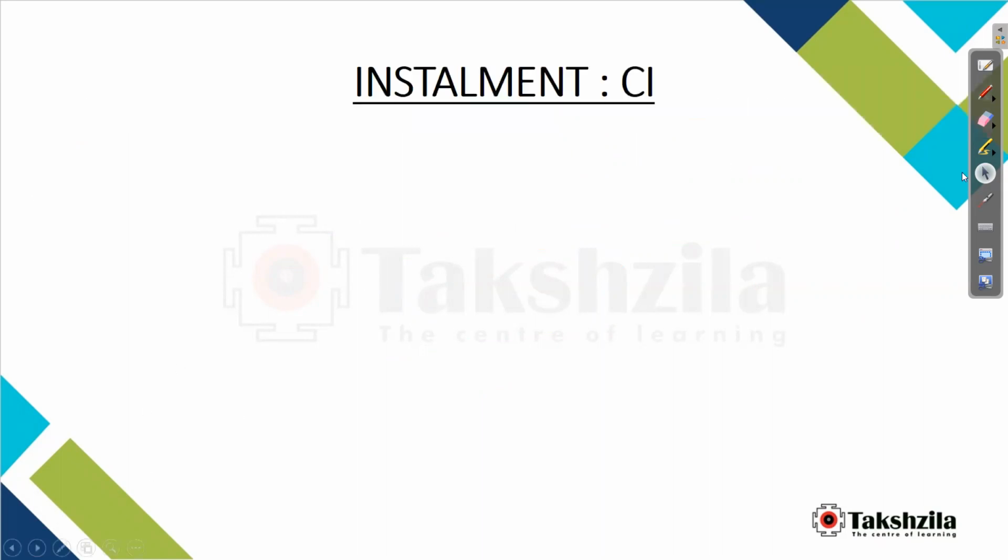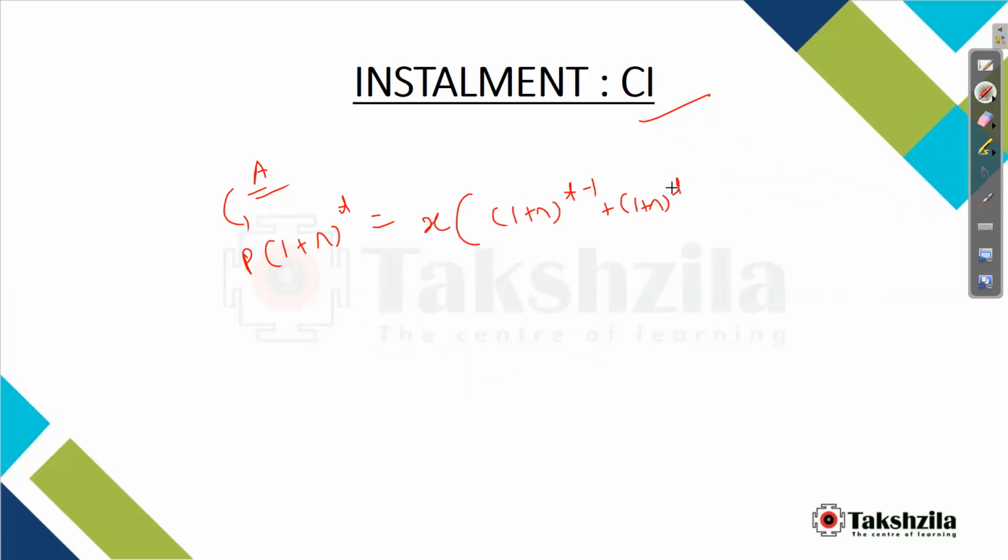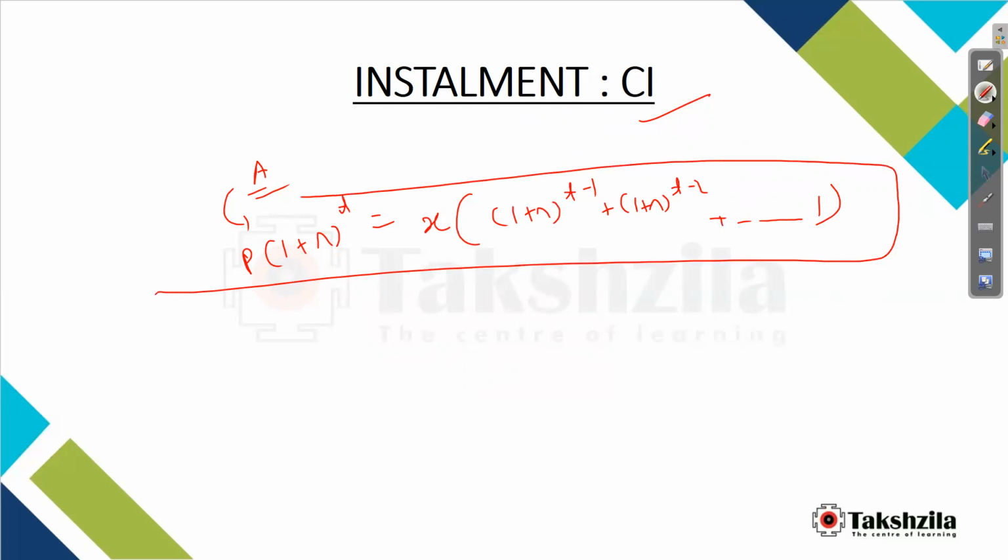Now we'll be dealing with installment in CI. This is exactly the same as done in CI, but here the difference is you have to follow the process of CI. So amount in CI is what? Basically principal times (1 plus r) to the power t. That's it. Simple. And here if we take each installment to be x, then you will write over here (1 plus r) to the power t minus 1, (1 plus r) to the power t minus 2, and it will go on till 1. This is the equation. Don't remember this.